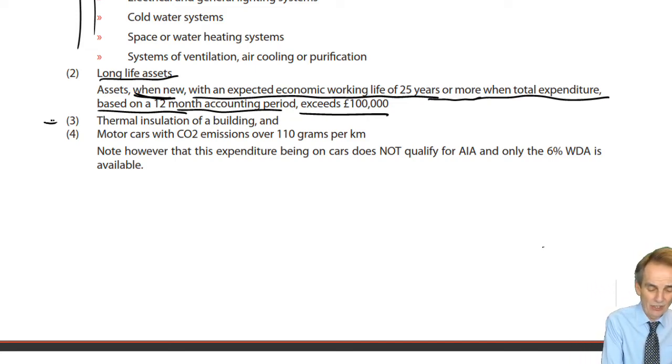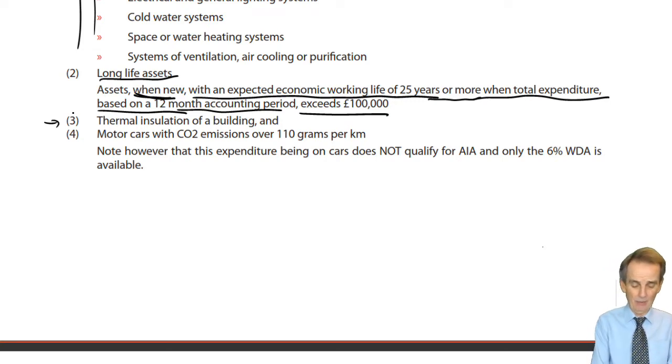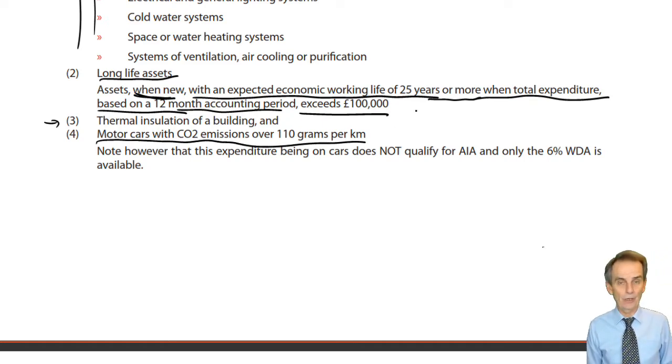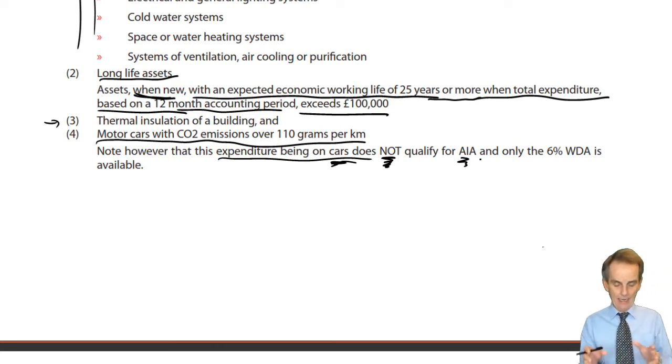Thermal insulation, just another one-off item. But the one we did mention last time, and much the most likely one for you to see in an exam question, is these higher emission cars, CO2 emissions over 110 grams per kilometre. Note, of course, that this expenditure, being on cars, does not qualify for AIA. So there was never a question of AIA here.